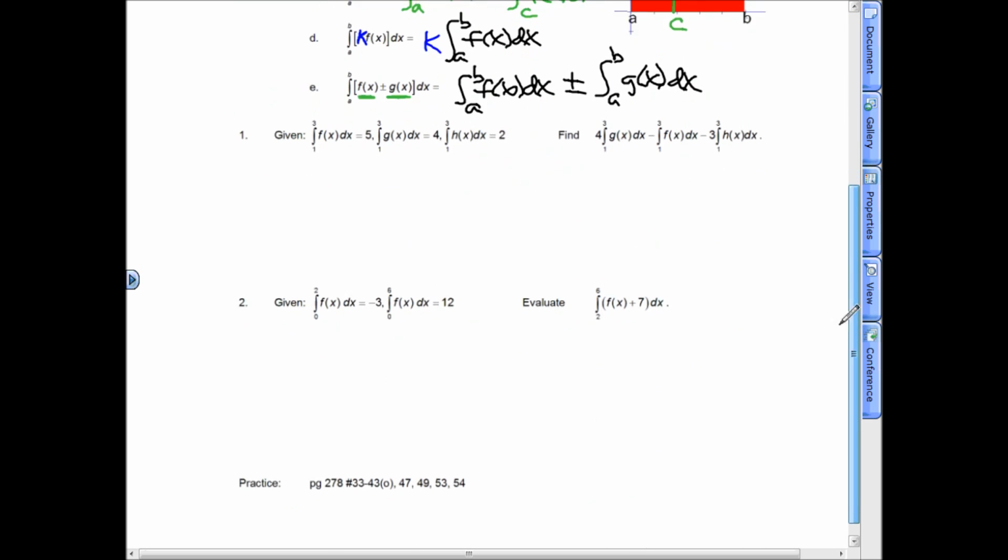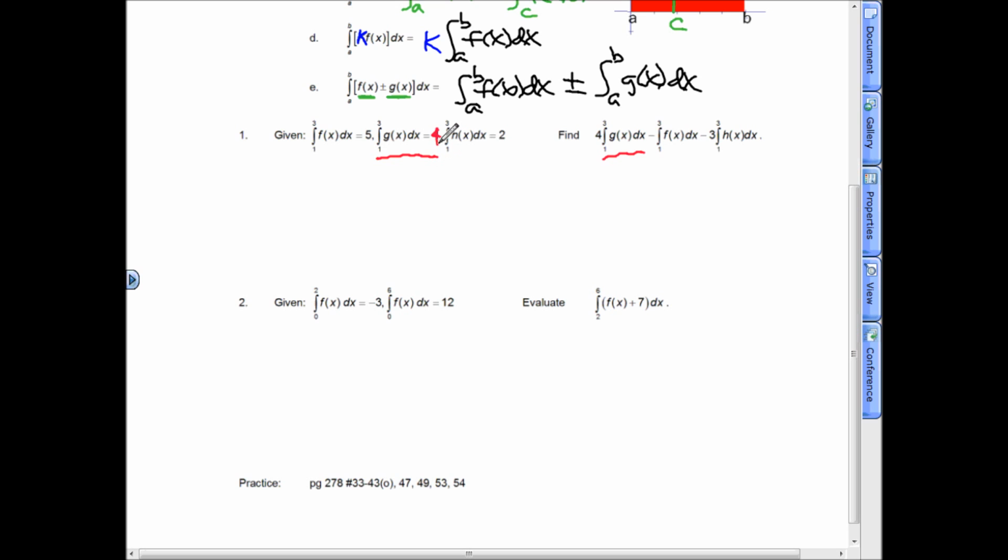Now, I've got two problems down here for us to work on. So number one, you've got some given information about f of x and g of x and h of x. Okay, what does that mean? I want to find 4 times the integral from 1 to 3 of g of x. Here's g of x. The integral from 1 to 3 of g of x is given to have a value of 4.